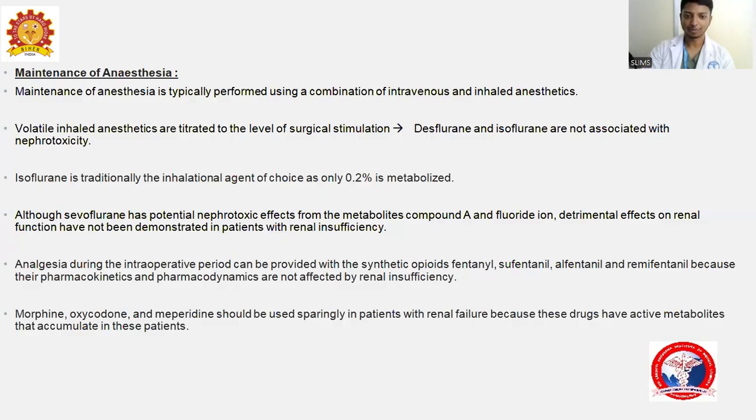Analgesia during the intraoperative period can be provided with synthetic opioids such as fentanyl, sufentanil, alfentanil, and remifentanil, because their pharmacodynamics are not affected by renal insufficiency. Morphine, oxycodone, and meperidine should be used sparingly in patients with renal failure because these drugs have active metabolites that accumulate in these patients.